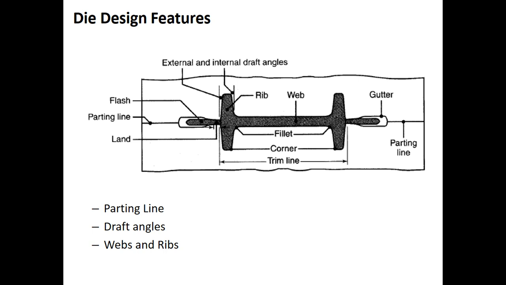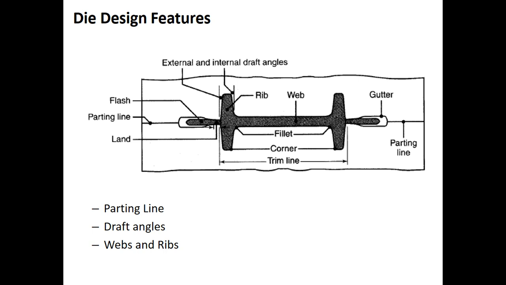The draft angle means the amount of taper on the side of the product to facilitate easy removal from the die. For example, if we are working with steel forgings, the draft angle should be 5 degree to 7 degree, and for aluminum and magnesium forgings, it is 3 degree. For precision forgings, the draft angle is nearly 0.